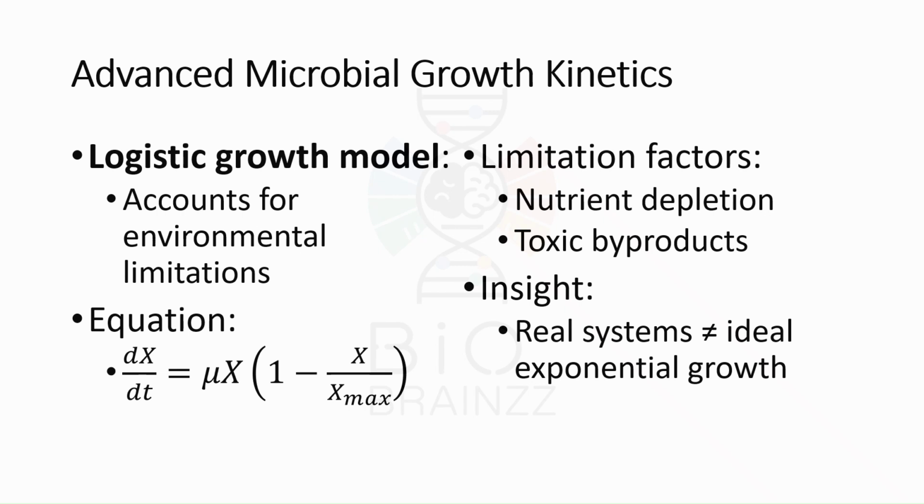In real systems, growth does not remain exponential forever. The logistic growth model explains how growth slows down when resources become limited. Factors like nutrient depletion and toxic products affect growth. This model helps in understanding real biological systems more accurately.